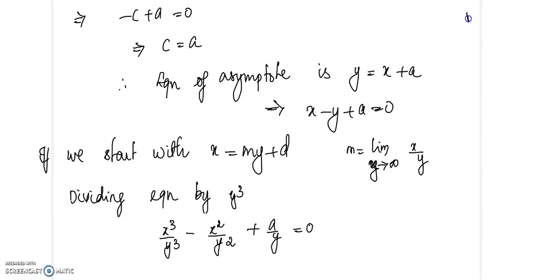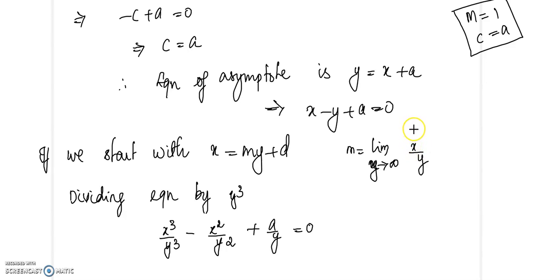So we have obtained m is 1 and c is equal to a. Therefore the required equation of the asymptote is y equal to mx plus c. So we'll get y equal to x plus a. That will give x minus y plus a equal to 0.